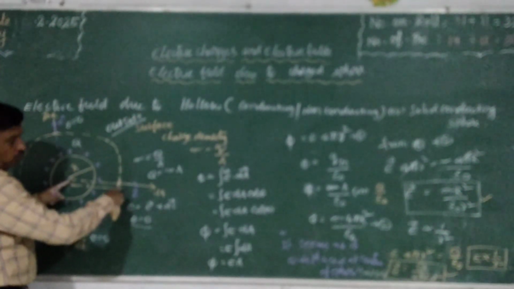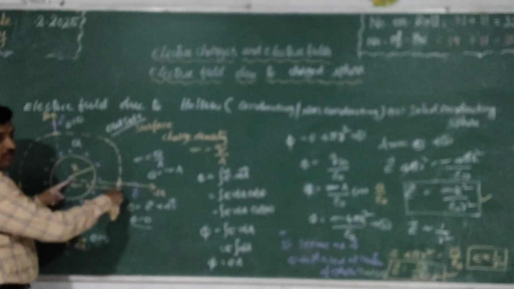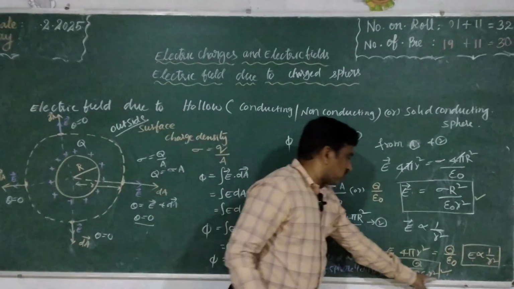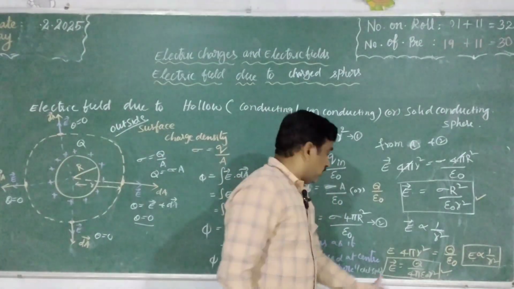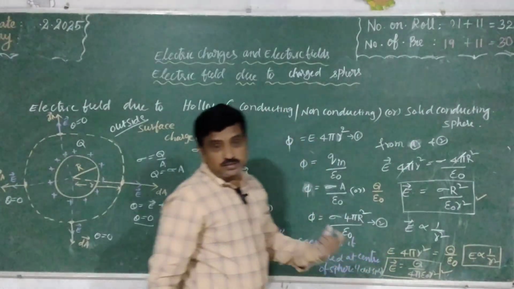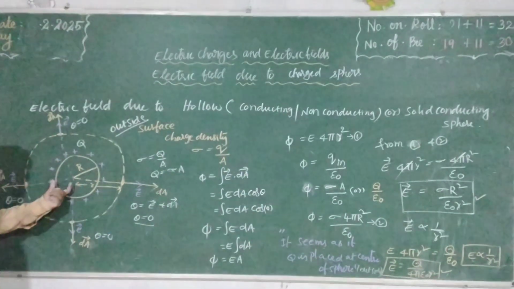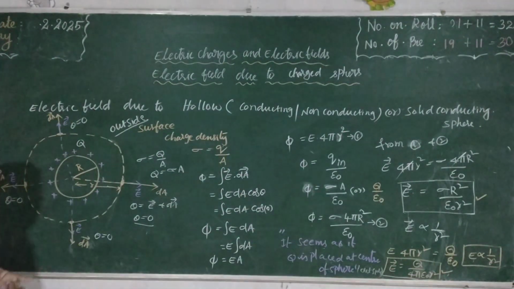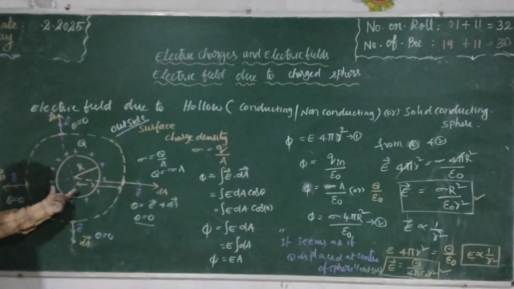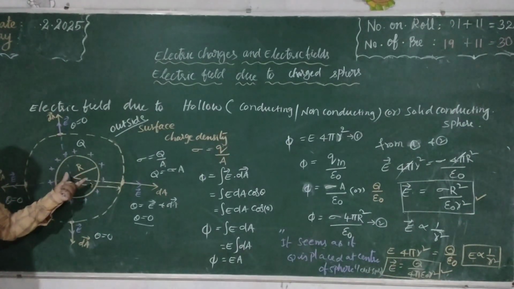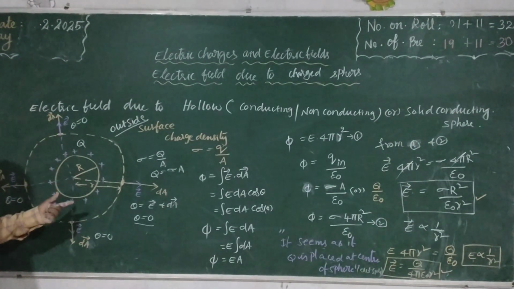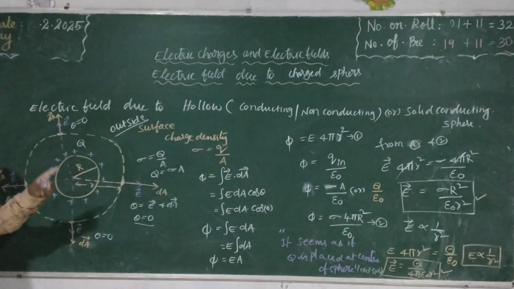Due to Q, the electric field at a small r distance is Q by 4 pi epsilon naught r square. So like this it will appear, meaning it acts as a point charge Q at the center. See, the electric field due to a hollow conducting, non-conducting, or solid conducting sphere, all are the same.